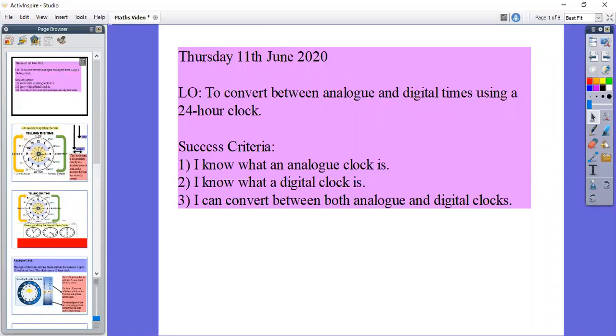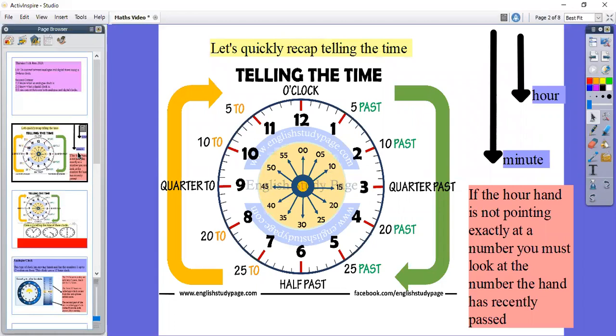Now to begin, we're going to quickly recap telling the time. Now we should all be very confident with this, as you have learnt this throughout so many years at St. Joseph's. However, let's quickly just check over. Now on a clock, there are two hands. We have the long hand, which is the minute hand, and we have the short hand, which is the hour hand.